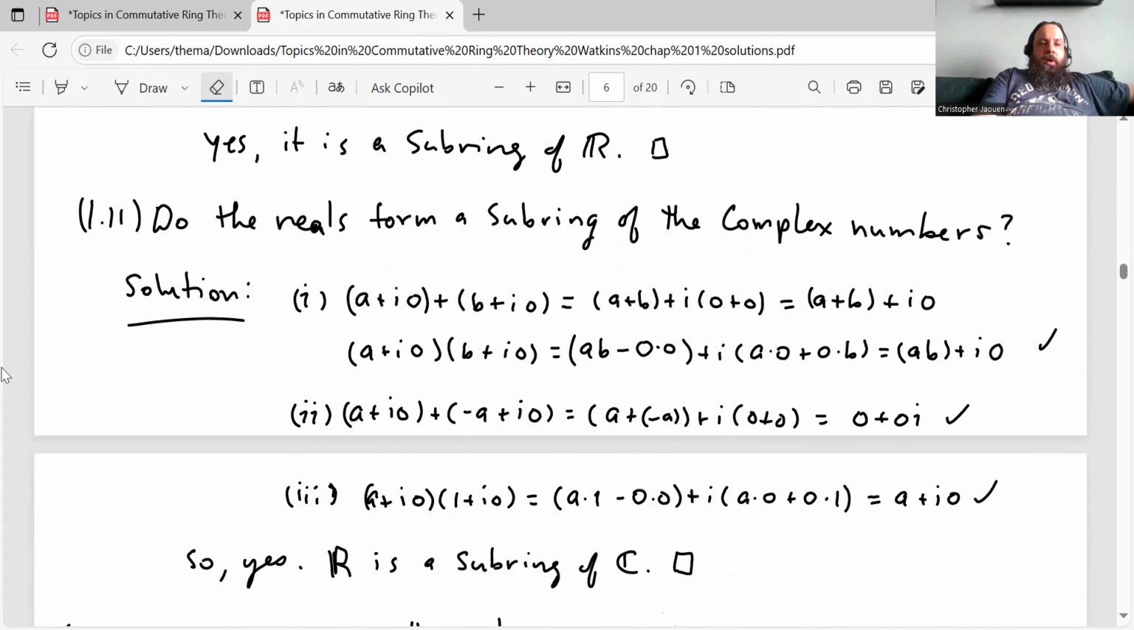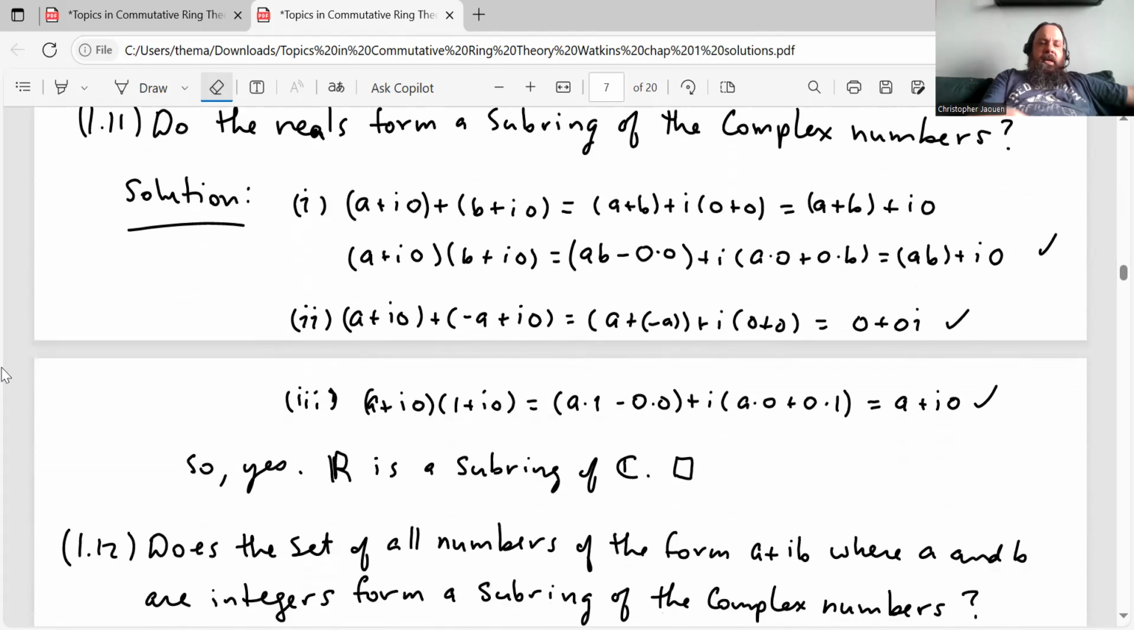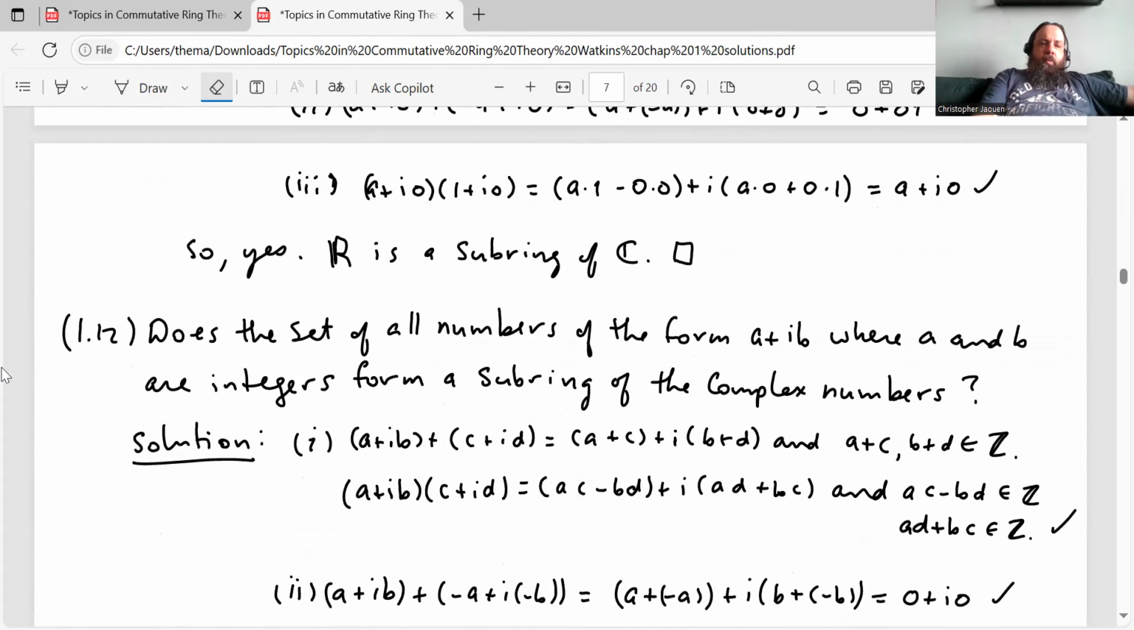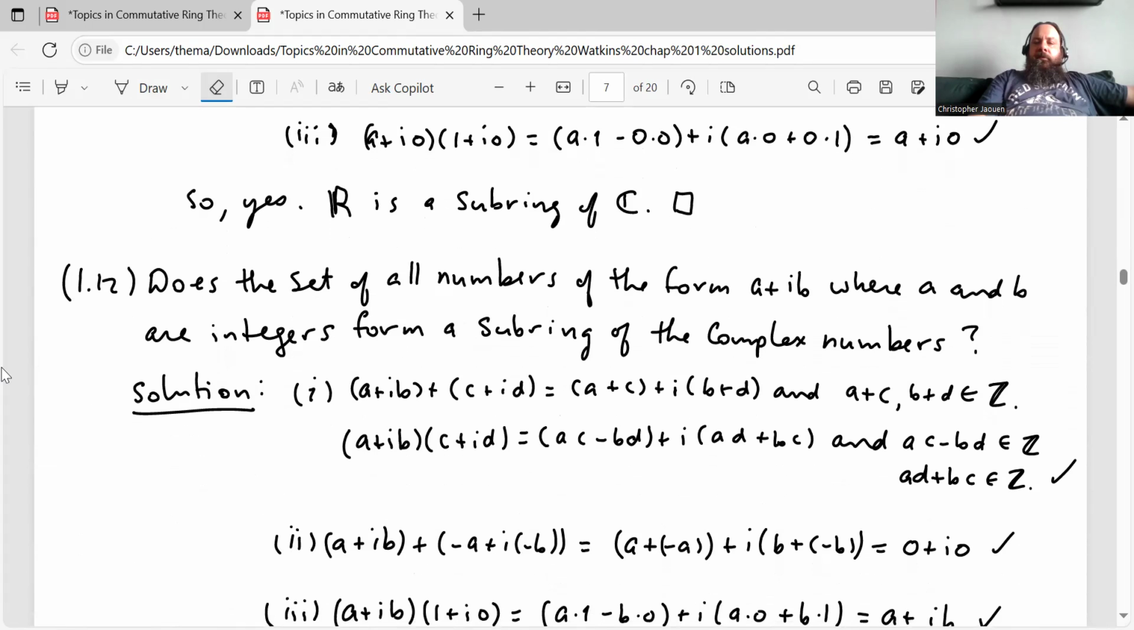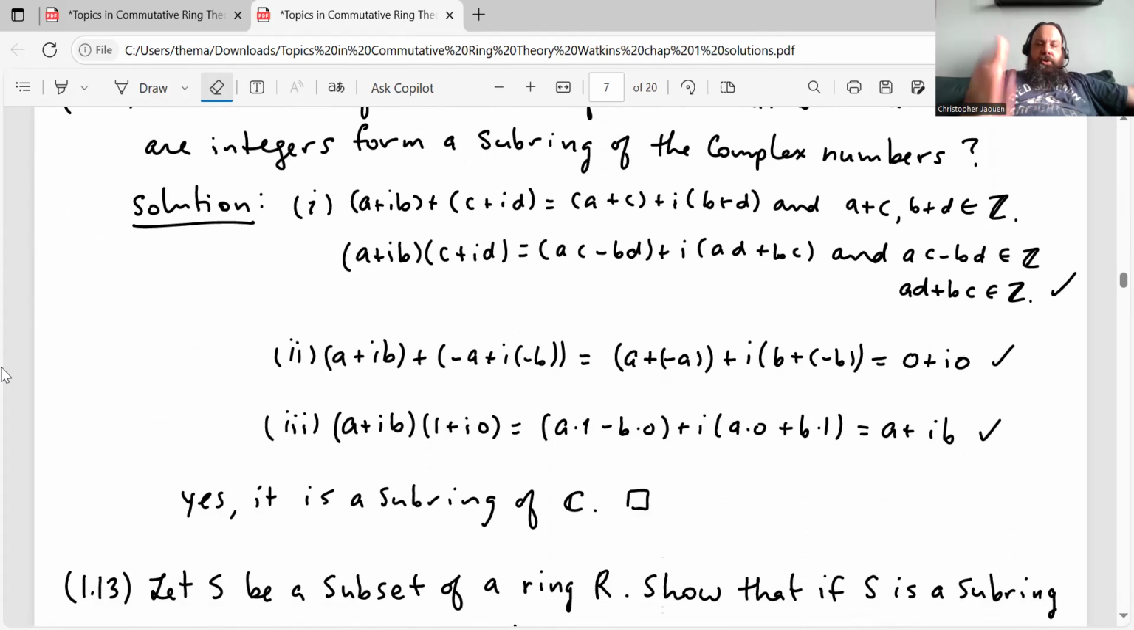All right, 1.11, do the reals form a subring of the complex numbers? Again, the answer here is yes. All I did was show that the 3 properties of definition 1.2 are satisfied. You can pause your screen if you want to see that. It's pretty straightforward. 1.12, does the set of all numbers of the form A plus iB, where A and B are integers, form a subring of the complex numbers? This one also, the answer is yes. And again, I just showed that the 3 properties in definition 1.2 are satisfied.